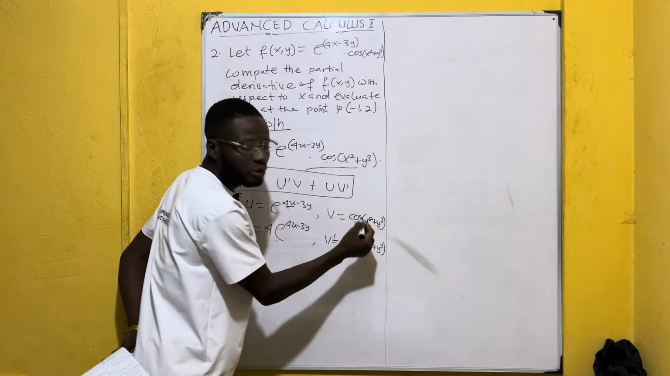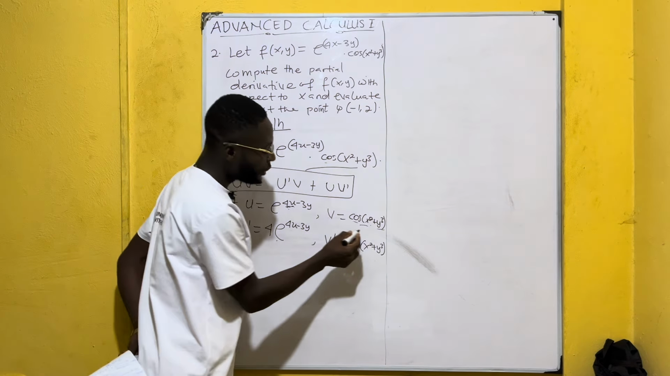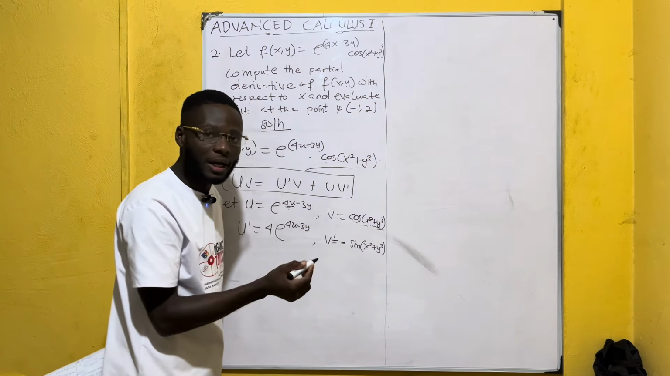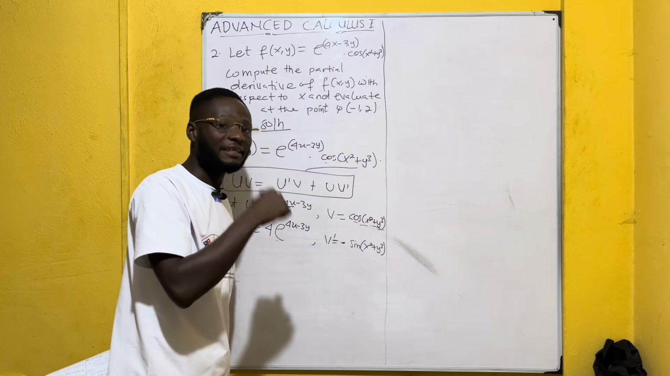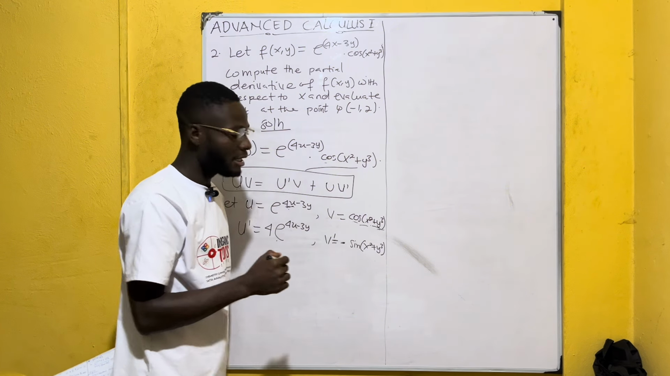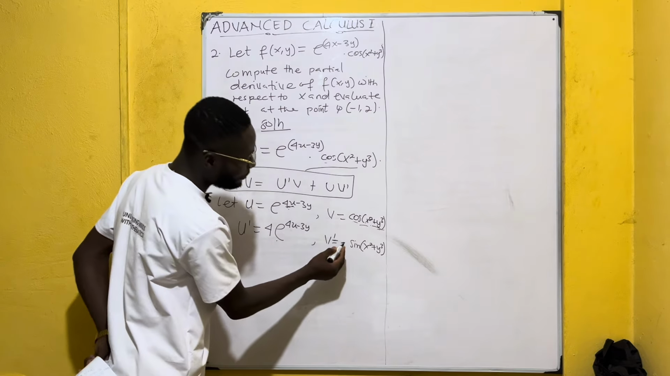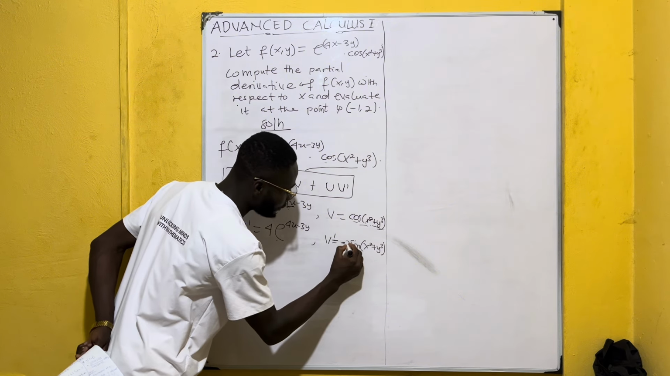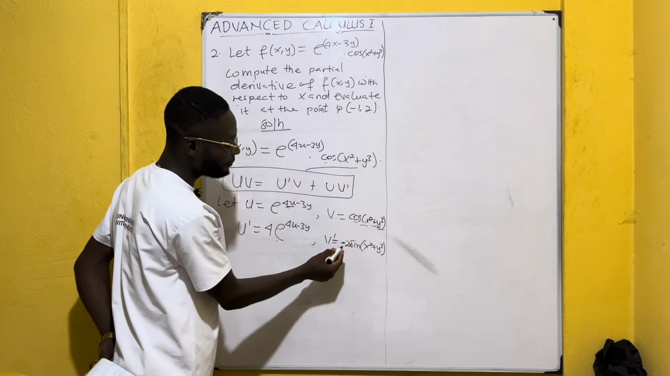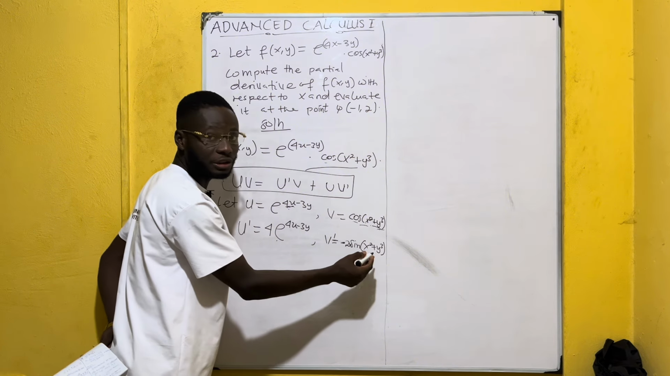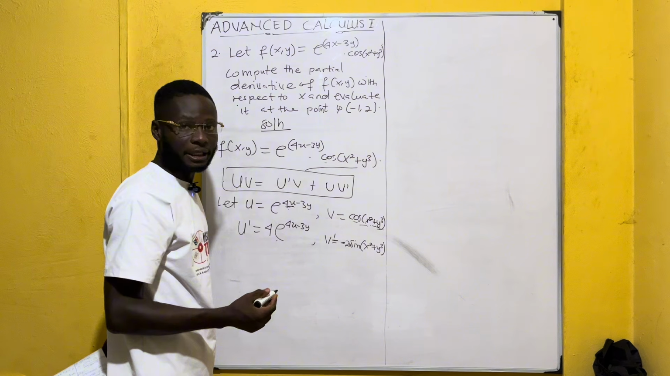Then we come back to the inner function. The inner function here is x squared plus y cubed. Now we are differentiating with respect to x. So we differentiate x squared, you have what? 2x. So you multiply it by the function, right? So we have minus 2x sine into x squared plus y cubed.